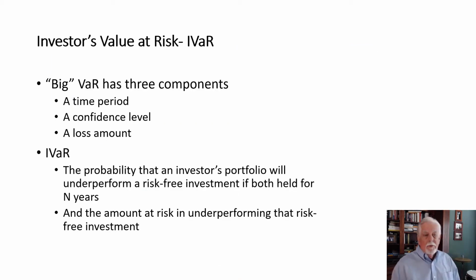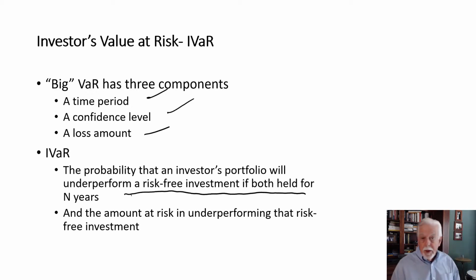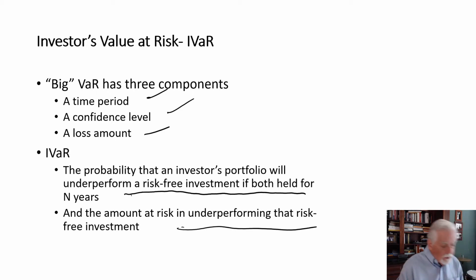Let's look at the investor's value at risk. Now, big IVAR, if you just look at what IVAR is, it's based on a time period, a confidence level, and the loss amount that could occur. With this IVAR concept, it's the probability that an investor's portfolio will underperform a risk-free investment if both are held for N years, and the amount of risk in underperforming that risk-free investment. Again, with this closed form solution, this can be easily done.